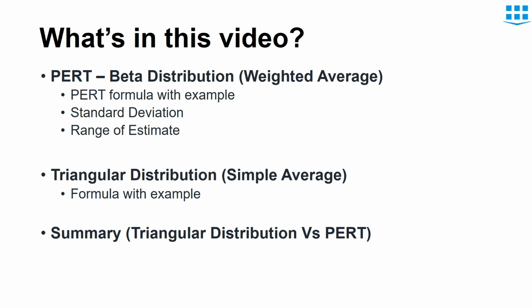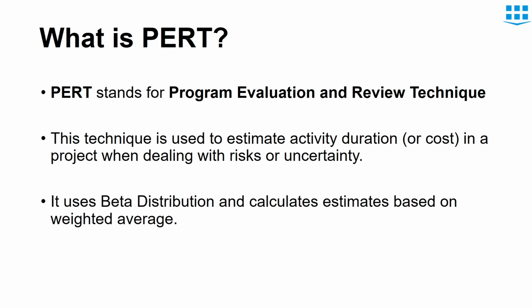So let's start with PERT. PERT stands for Program Evaluation and Review Technique. This technique is used to estimate cost or activity durations. It can also be used to calculate overall estimation of the project instead of just a single activity. And it uses beta distribution and calculates estimates based on weighted average. So let's have a review of the formula.